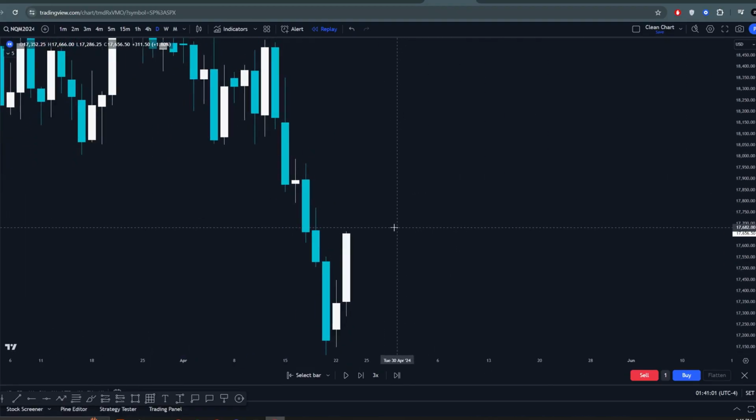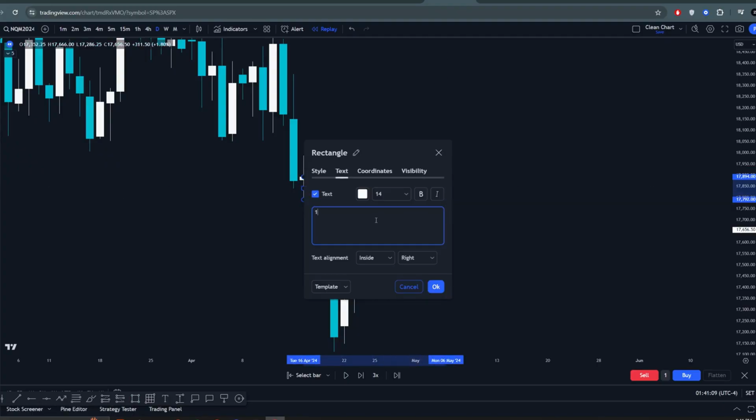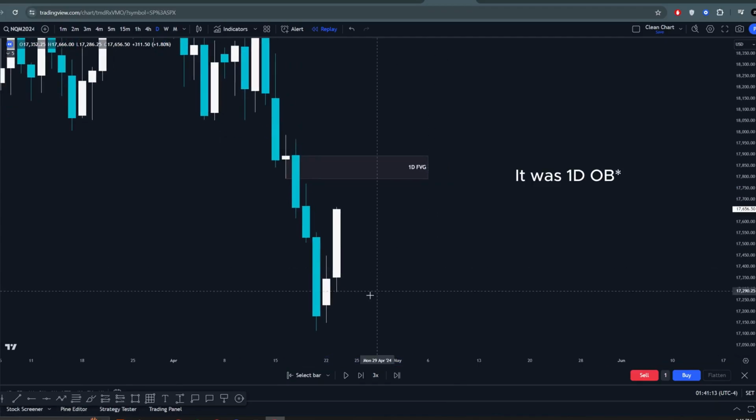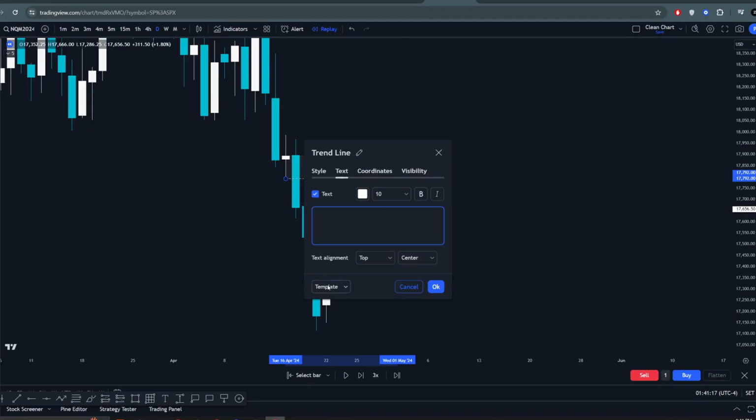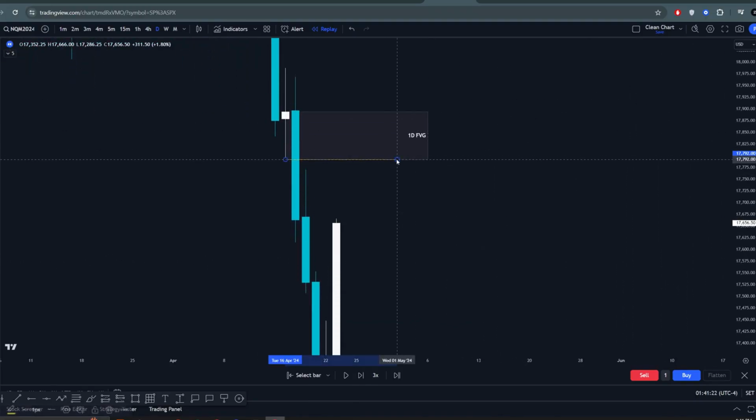Right, so let's mark out our bearish PDRAs. We have here a daily order block. Let's mark it out. Also right here, we have a daily fair value gap. Right here, we have our fair value gap. So let's mark it out.